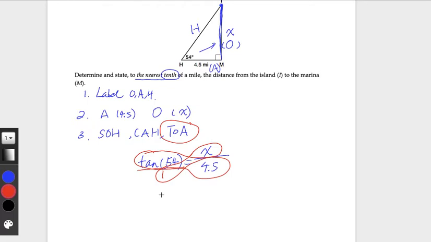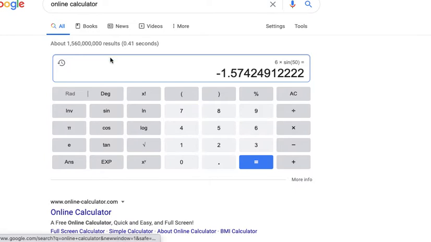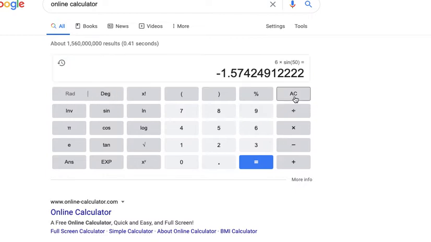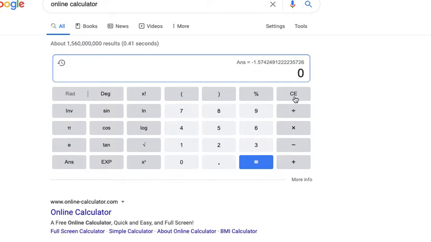Now we just solve this equation. So x times 1, x equals, remember, always put the number in front of the ratio, 4.5 times tangent 54 degrees. Now we are going to use a calculator. You can always just type online calculator to get it, but do not forget to make sure the degree is chosen, which is not in gray. Whatever is in gray means it is not chosen. So let's clear whatever we did before.